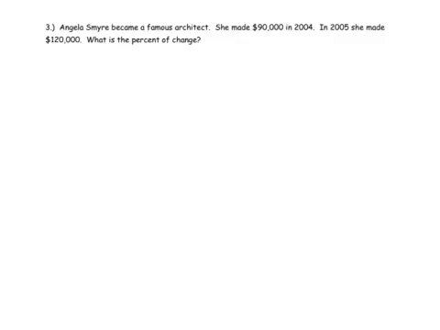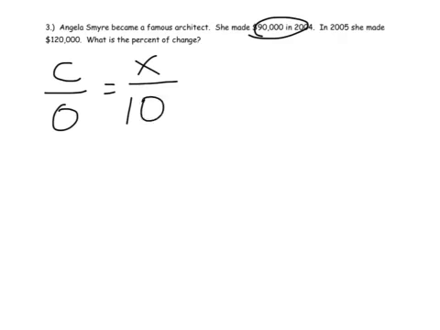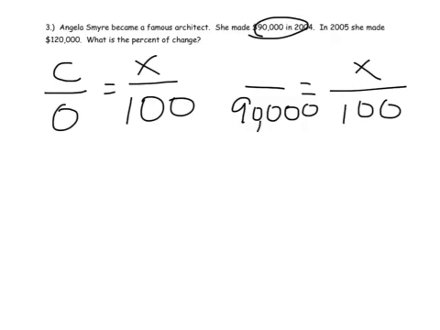All right, and the last one: Angela Smear became a famous architect. She made $90,000 in 2004, and in 2005 she made $120,000. What's the percent of change? So what year happened first? That one. So that's my original. Let's just remember, change over original equals percent over 100. So over here, let's set up our proportion. We know it's going to be x over 100. We know the original amount was $90,000. And we know the new one is 120. So again, you would subtract 120 minus 90. That's a $30,000 difference. And if you wanted to, guys, you could take care of those zeros right now. Get those all out of the way.